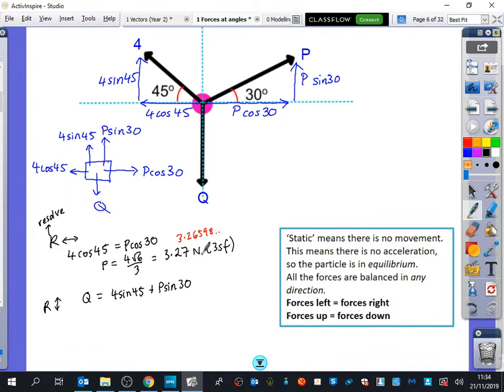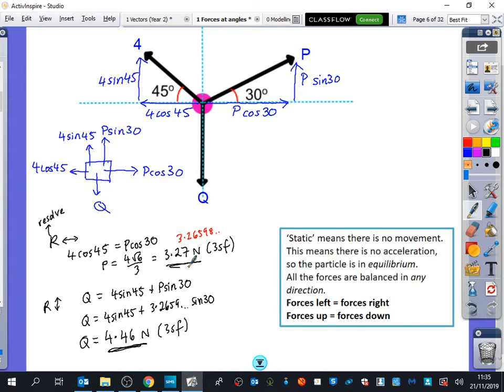And we know what P is, so Q is going to be equal to 4 sine 45 plus 3.2659, sine 30. But remember, we're going to be rounding it at the end anyway, so it doesn't matter so much. I trust you, but I'm just doing it as well so that I'm doing it at the same pace. And so we get Q is 4.46 newtons to 3 significant figures.